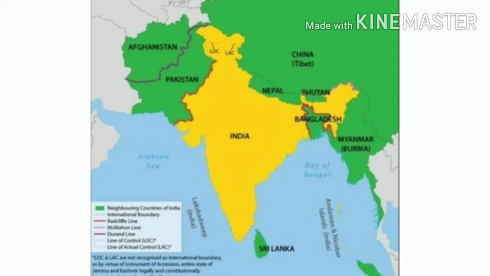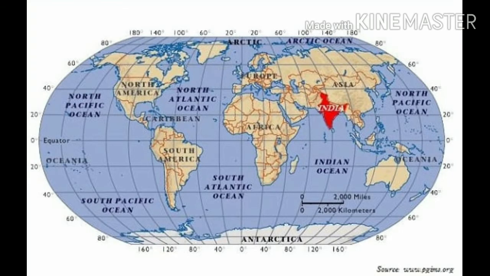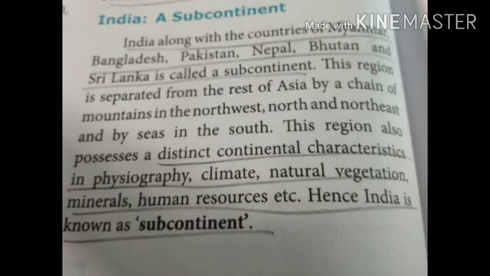Then, India and the world. The Indian landmass has a central location between East and West Asia. The Trans-Indian Ocean routes connect the European countries in the west to East Asia.